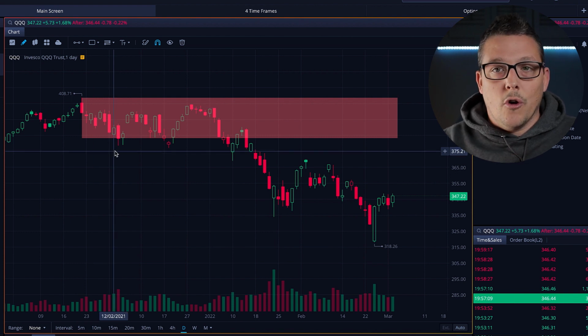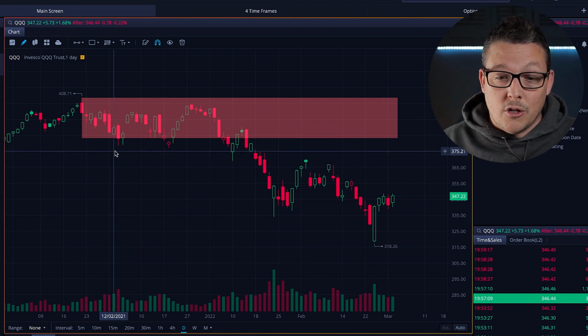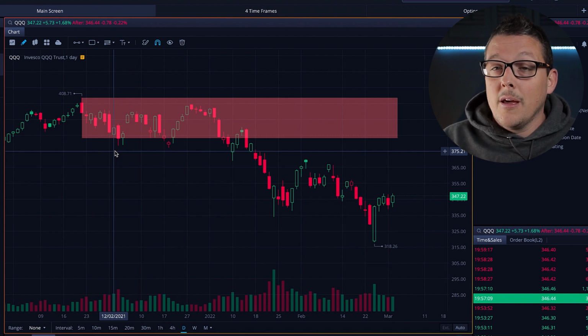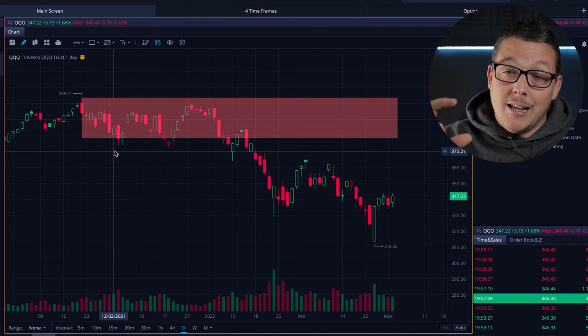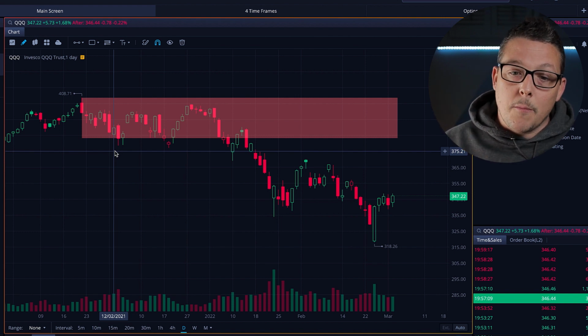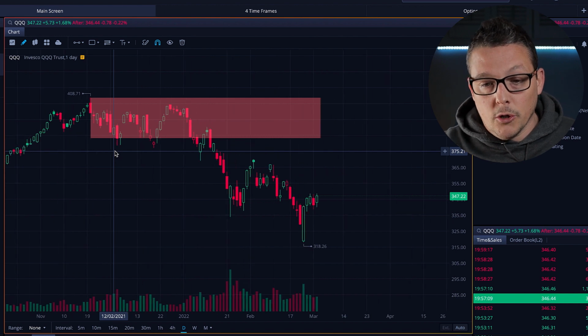wick. So when you're drawing your supplies, where to start and where to finish them, highest point on the highest wick is the top. Then you decide the highest body in the base, the lowest body of the base, or the lowest wick of the base. That's really, really up to you.